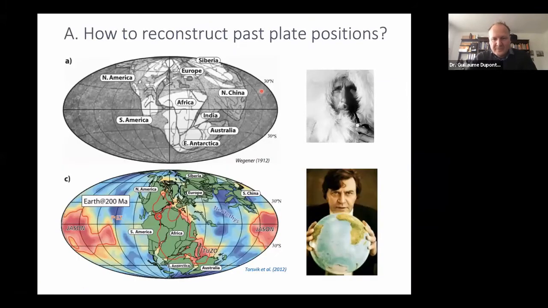So I continue. I will start the first part, how to reconstruct plate positions. Here I'm asking again, some of you geologists or others maybe know the answer to that question. How do we know where plates used to be? No answer. Okay.